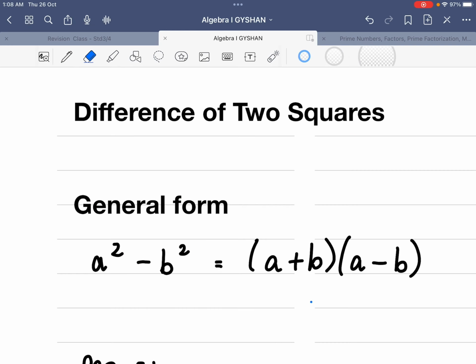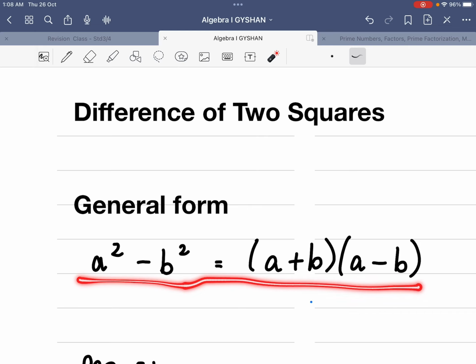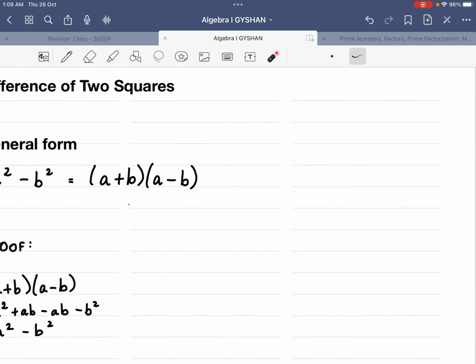The difference of two squares. So we have two square terms, and this shows us that the first term plus the second term multiplied by the first term subtract the second term will give you this expression. So these two expressions are the same. So let's try that.